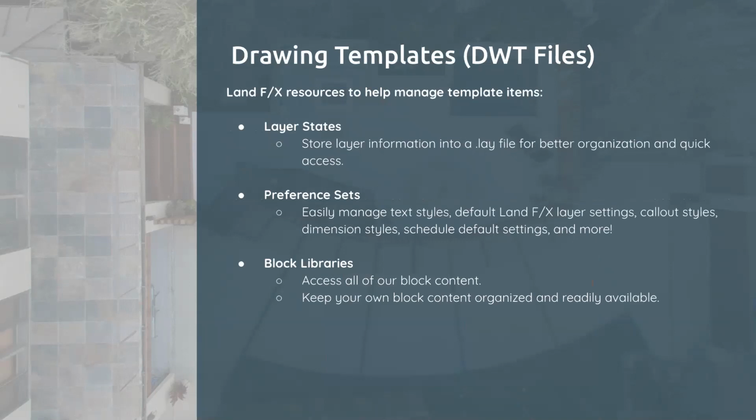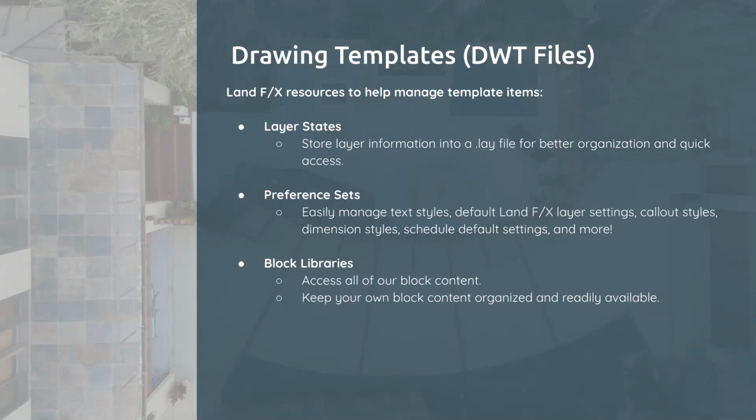So here are a few resources that Land Effects has to help you manage those template items so that you can avoid all that clutter. First up is layer states. This allows you to store information into a .lay file for better organization and quick access. Since just about everything should be set to by layer, this is really helpful in storing information for line types, color of objects, and plot style, transparency, all that layer information, and your preferred layer naming convention can all be saved into a .lay file and then quickly accessible when you open up a new drawing.